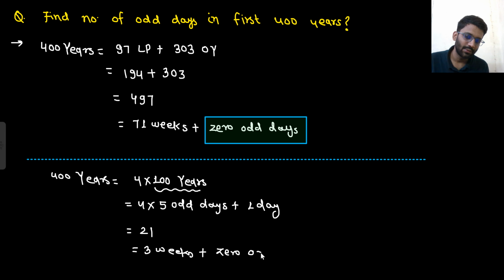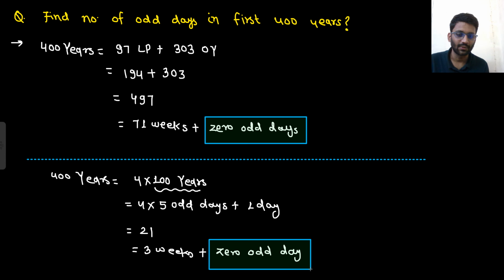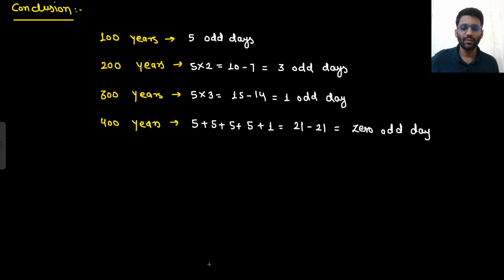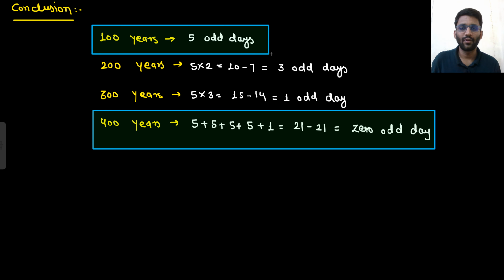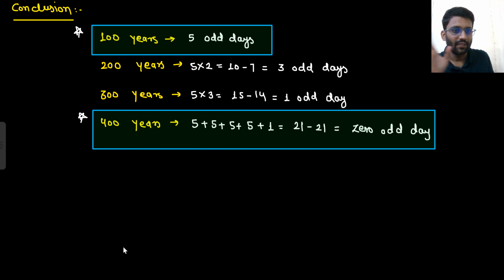Look, you should not just keep on watching it. You should be doing some rough work as well. 0 odd days. Right? So, in every 400 years, you are having 0 odd day. So, this you need to remember. And this also you can remember. If you remember these two, everything will be clear.